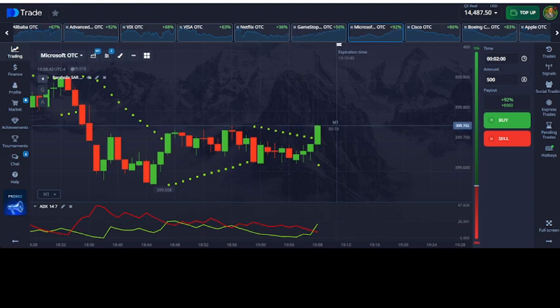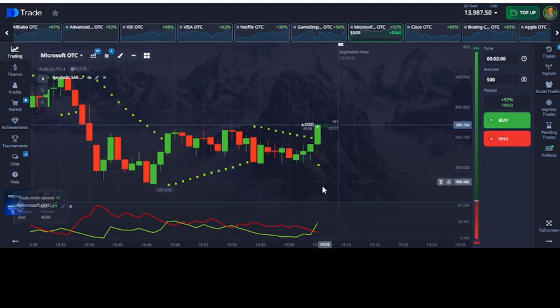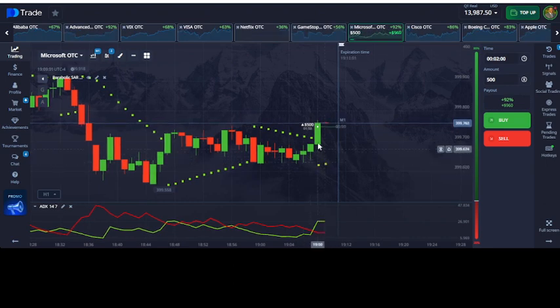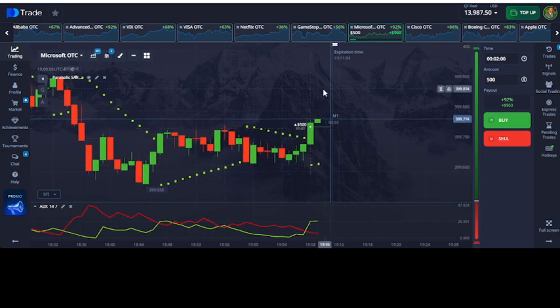Okay, so I'm on Microsoft OTC, and I'm going to go ahead and take a buy trade here. So I just took a call trade, and the reason why I took the trade is the parabolic SAR dot just printed here below the candle, suggesting a bullish reversal here to the upside.